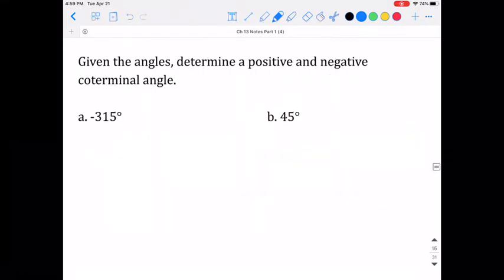So, last two examples for coterminal angles. Given the angles, determine the positive and negative coterminal angle. Take a second and solve both of these.